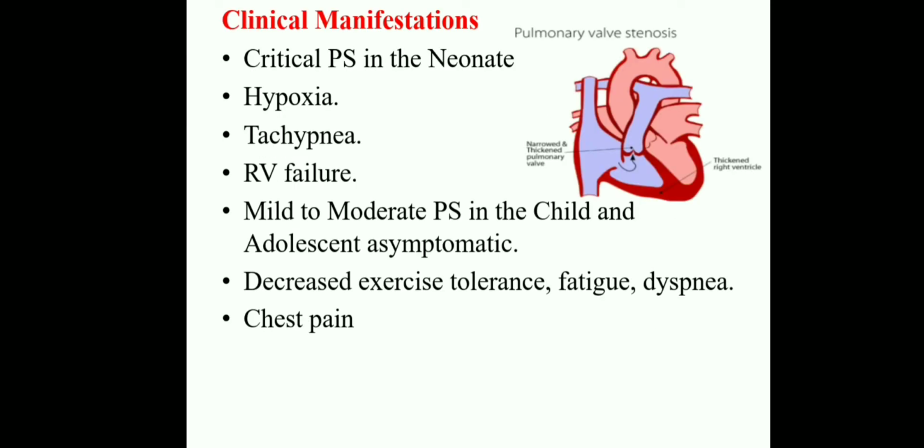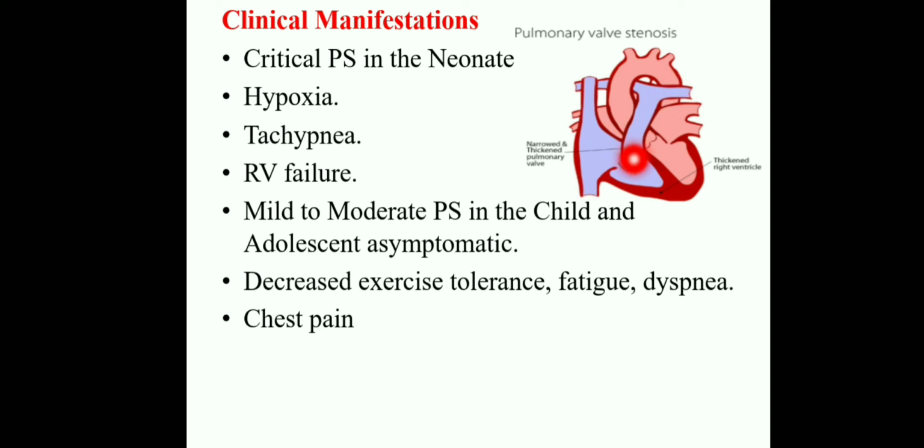Okay, next coming to the clinical manifestations. Here the clinical manifestations are critical pulmonary stenosis in the neonates. Mostly we will see hypoxia. Why is this hypoxia there? Because the deoxygenated blood is not being purified properly, so right ventricular hypertrophy is there. So normal oxygenated blood is not there in that baby's blood circulation.